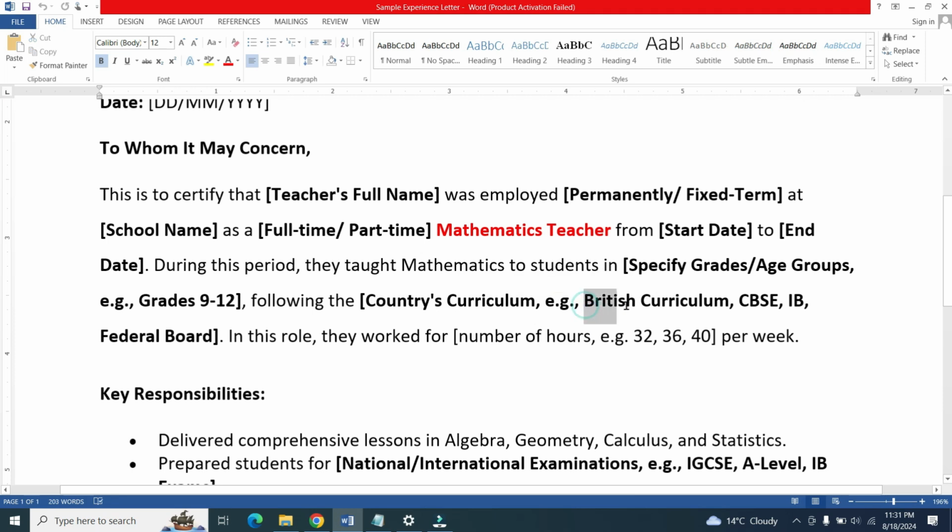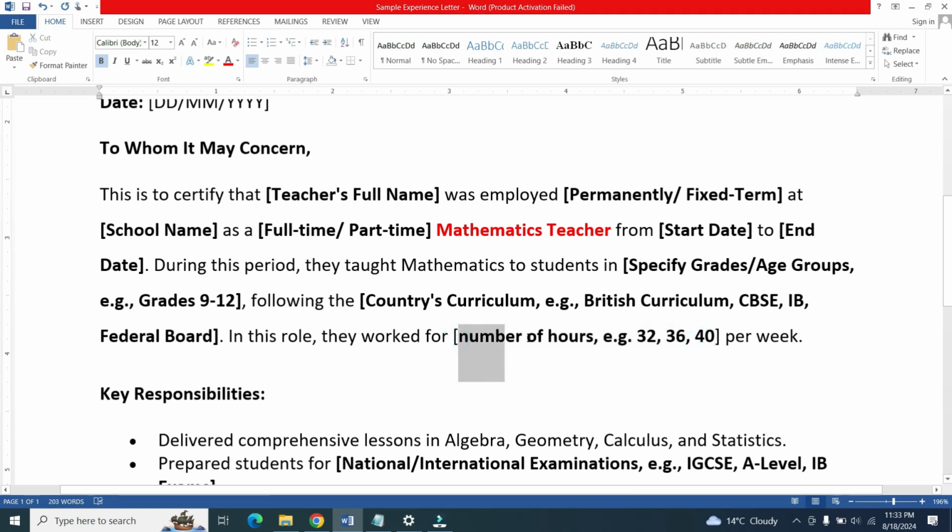For example, are you teaching O levels, A levels, which is British curriculum, CBSE, IB, or are you teaching federal board students? So make sure that this is also mentioned clearly in your experience letter. The next important thing is the number of hours per week. For example, 32 hours, 36, or 40 hours per week.